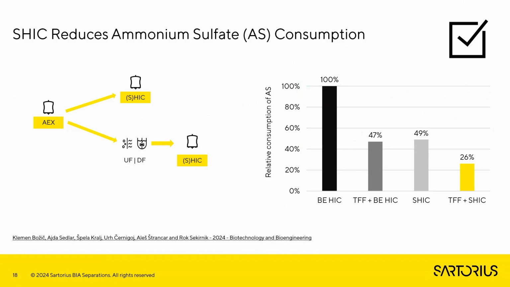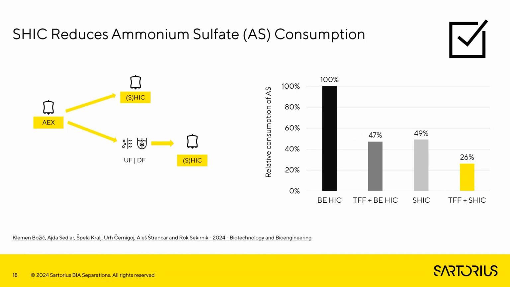Another important benefit of this approach is that it reduces ammonium sulfate consumption. Using HIC instead of standard bind dilute approach reduces consumption of ammonium sulfate by 50%. If we prepare the sample for HIC with TFF, so that we concentrate the eluate from anion exchanger and exchange the buffer, we can reduce the ammonium sulfate consumption by approximately 75%, which significantly reduces disposal, logistic challenges, and cost of goods.